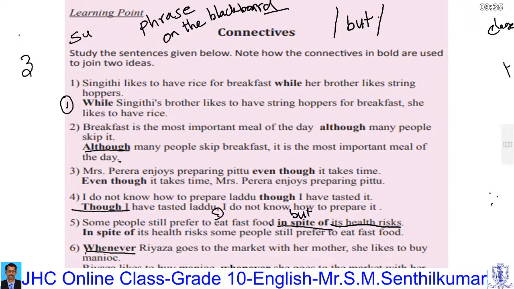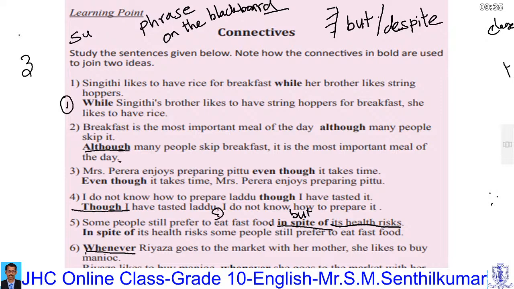I will teach other forms of but. Connecting two sentences as well as a phrase. Is it clear? Instead of this, you can use despite. Don't get confused. You can also use it like this: Despite its health risk, some people still prefer to eat fast food. Is it okay, clear?